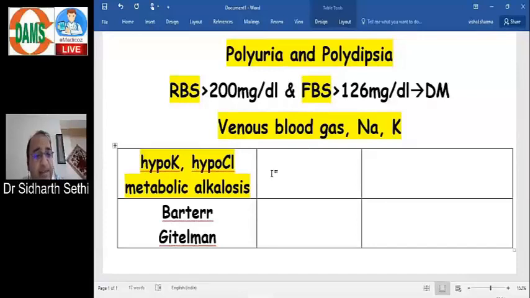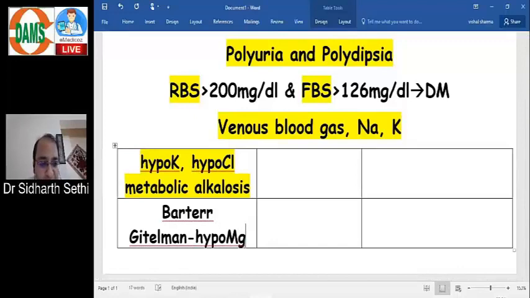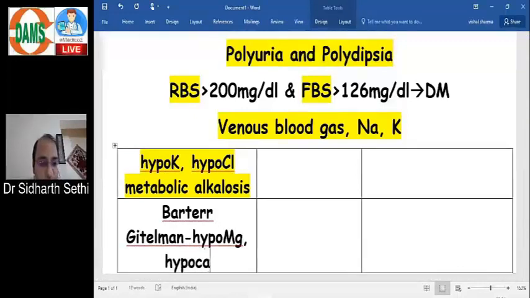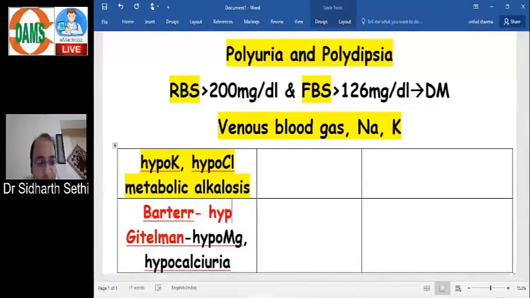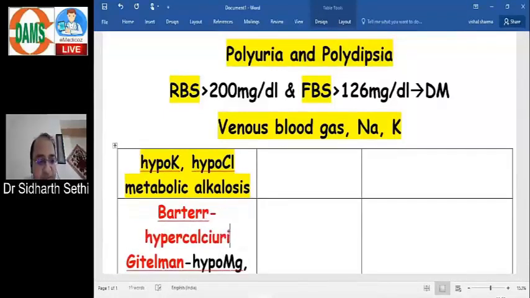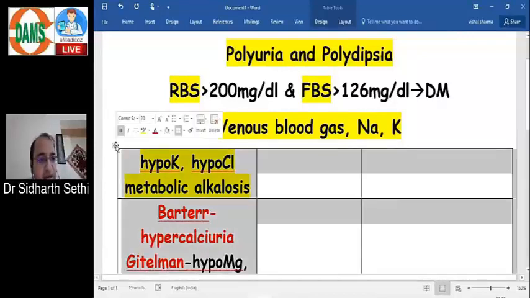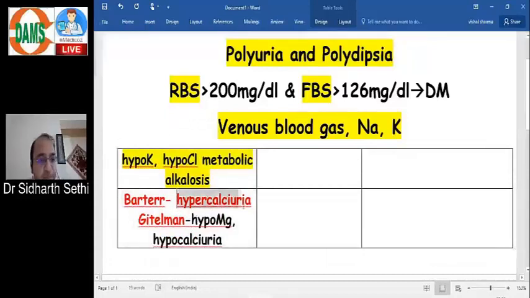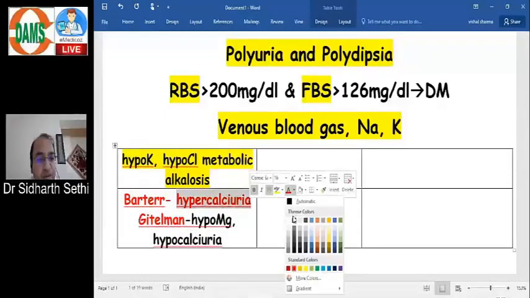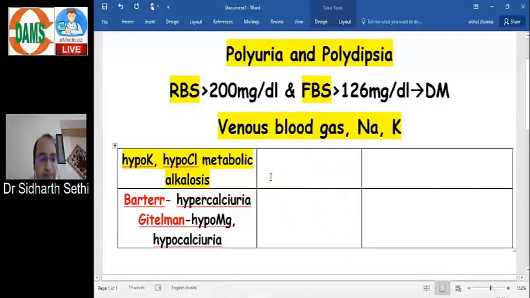Gitelman's has two things, remember, hypomagnesemia and hypocalciuria. Okay, so remember, Gitelman's has hypomagnesemia and less calcium excretion, while Bartter has hypercalciuria. This is very important, all of you. Remember, Bartter syndrome has hypercalciuria, so they may have nephrocalcinosis in the kidney.